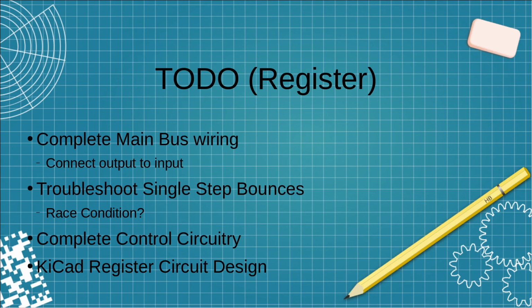I believe it was a race condition and therefore was handled properly by adding the inverter. And so far I said I was going to take the inverter off that register. I have not done that yet so that I can actually confirm that A, it was a race condition, and B, that the inversion actually solved that problem. I need to complete the control circuitry on the register. And then finally, I need to move my entire design into KiCad so that I can order some printed circuit boards. And again, if you'd like to see that, let me know.